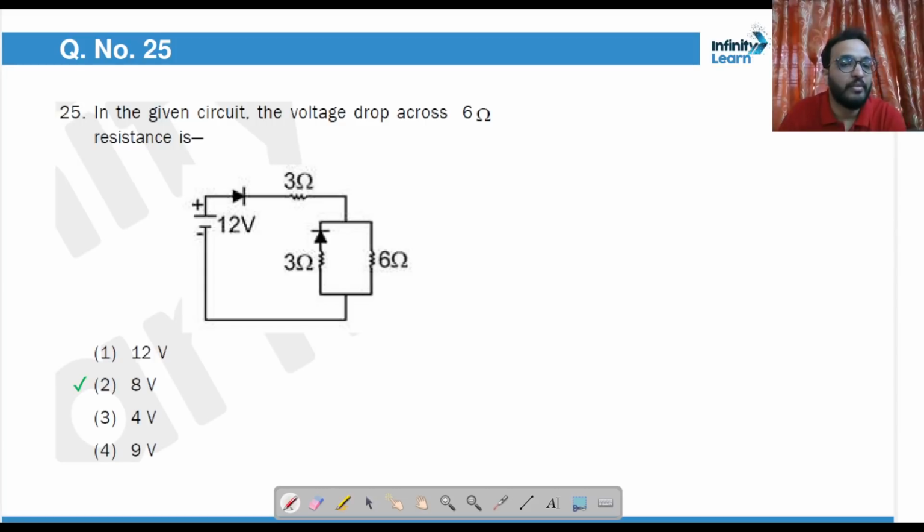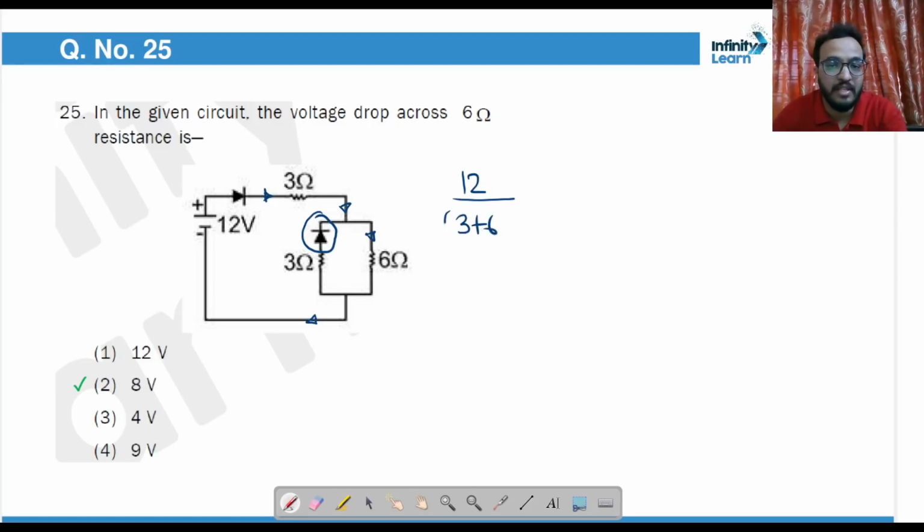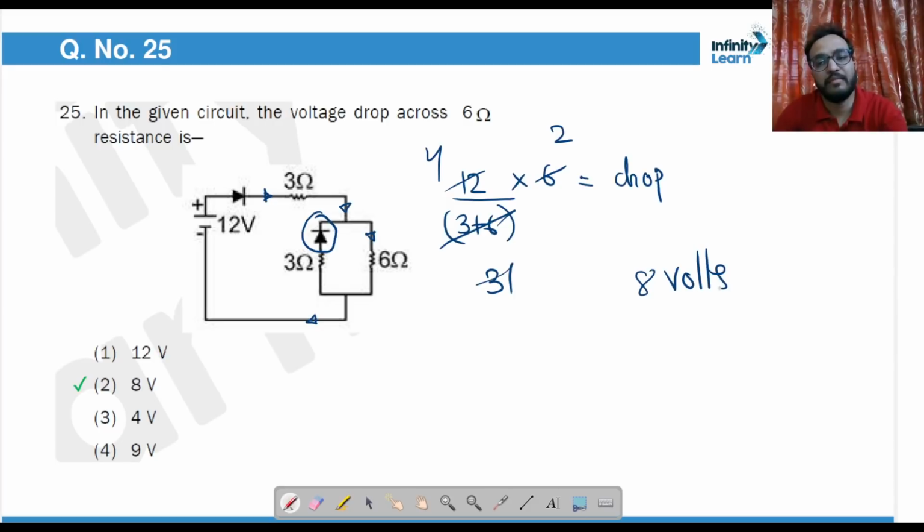Got it? Now 25. In the given circuit, the voltage drop across the 6 ohm resistance. Simply, this is reverse bias, so current will not go here. So current will come here, here, and then will pass from here. So obviously it is 12 upon 3 plus 6 into 6 is the drop. 3 plus 6 is 9. 3 fours are 12, 3 threes are 9, 3 ones are 3, 3 twos are 6. Answer is 8 volts. Got it?